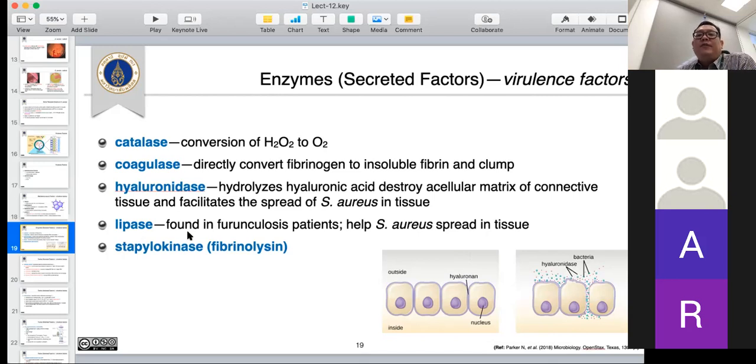Lipase enzyme of Staph aureus also lets them digest fatty acid on your skin. This allows Staph aureus to spread from one location to another. Fibrinolysin, or staphylokinase, also lyses fibrin. When they infect, they use coagulase to make fibrin, which protects the bacteria, then use staphylokinase to digest that and go out, and hyaluronidase digests tissue to go deeper into the skin. That's the mechanism by which Staph aureus attacks you.